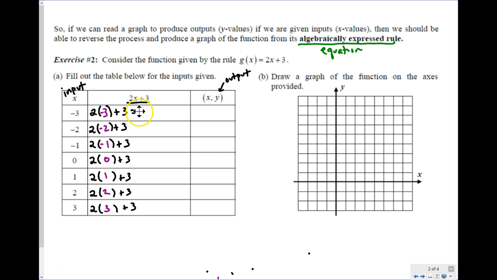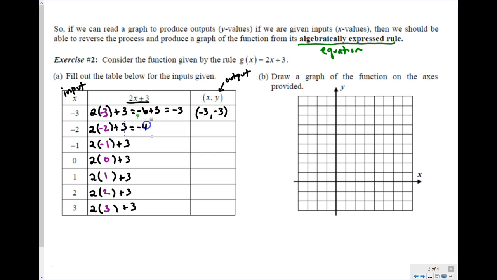2 times -3 is -6. -6 plus 3 is -3. So my coordinate for this is my x value, which is -3, and I happen to also get -3 for my y value. If you like, try filling out the rest of this t-table on your own. You can pause the video and see if you've gotten the hang of it.